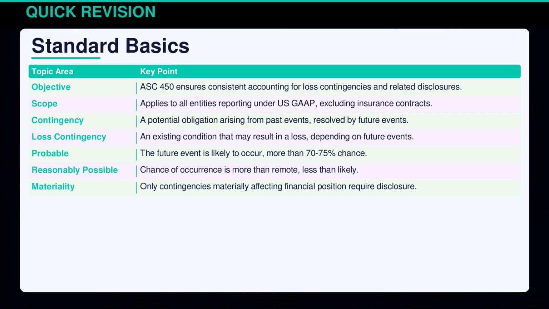ASC 450 revolves around ensuring that entities recognize and disclose loss contingencies consistently. The standard applies to all entities under US generally accepted accounting principles, except those with insurance contracts. It defines contingencies as potential obligations based on past events, resolved through future events. Key terms include probable, indicating a high likelihood, and reasonably possible, suggesting a moderate chance. Importantly, only material contingencies impacting financial positions need disclosure.